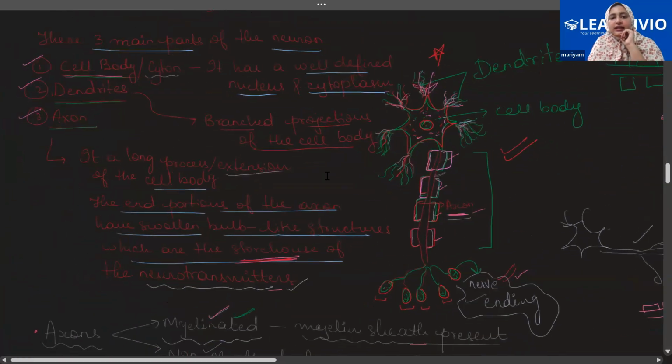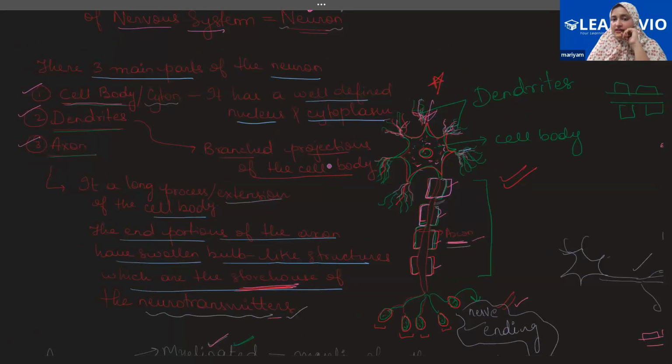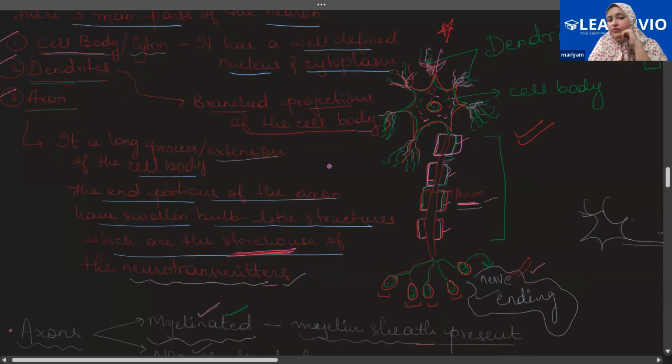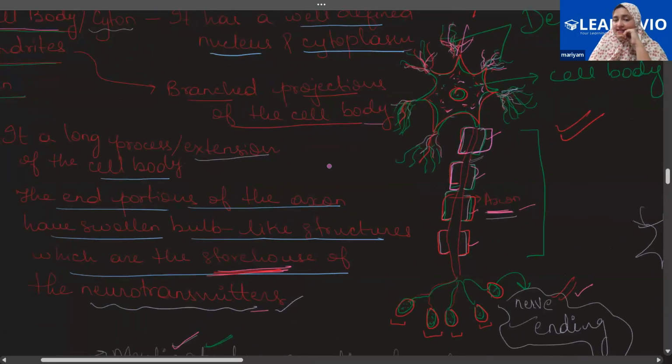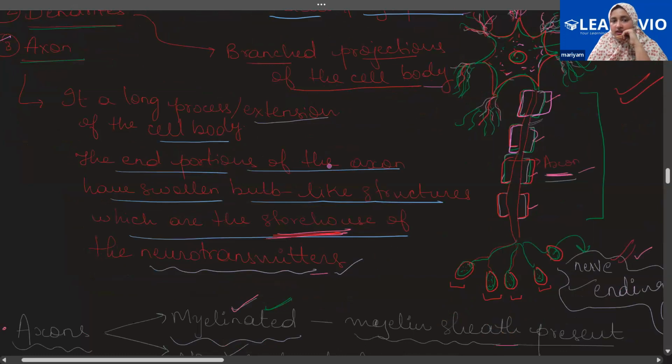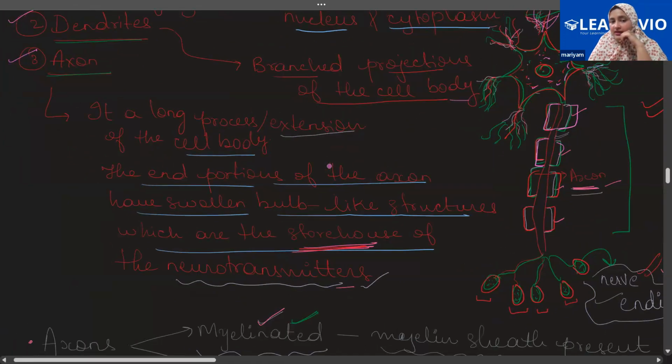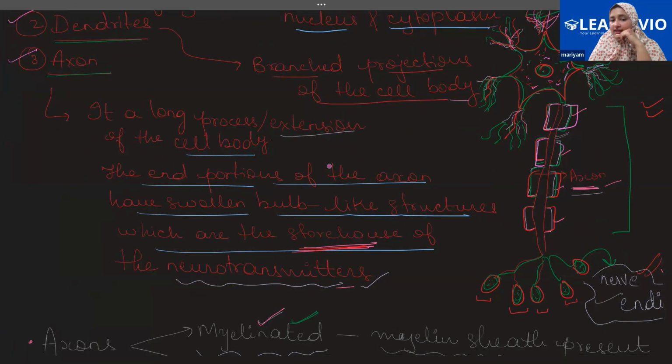Now, let us see here. The cell body has a well-defined nucleus and a cytoplasm. Dendrites are the branched projections of the cell body. Talking about the axon, it is a long process or a long extension of the cell body. The end portions of the axon have swollen bulb-like structures.